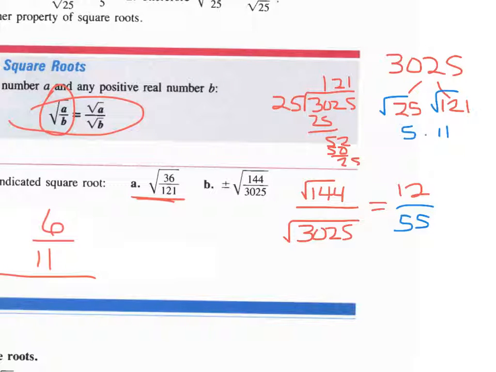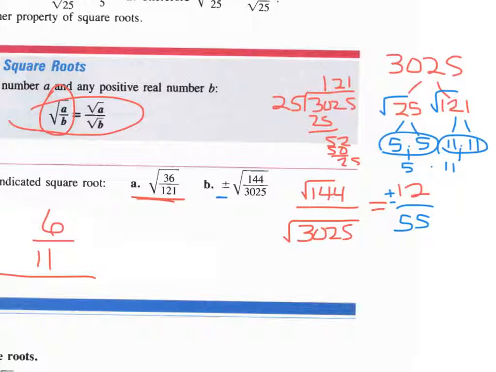Or if you didn't realize they were perfect squares, then you're going to keep breaking it down. 5 times 5, 11 times 11. And then you can see you have a pair of 5s, so 1 5 comes out, a pair of 11s, 1 11 comes out, and you multiply what comes out. So again, it simplifies to 12 over 55. And this had a plus minus in front. So in front of your answer, just put plus minus.